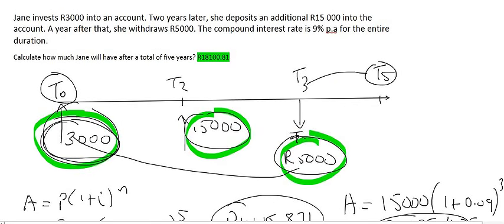So just remember, when you've got multiple deposits and withdrawals happening, just treat each of them separately and then combine them at the end.